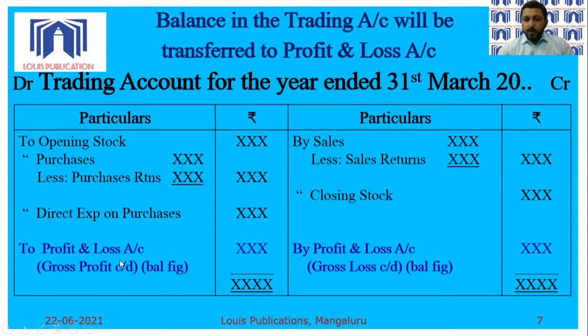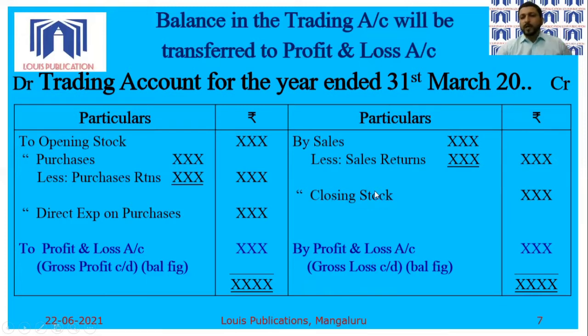Now, if this gross profit in blue is not there, the debit side total is greater. That is, cost of goods sold is greater than net sales. When cost of goods sold is greater than net sales, you will get a debit balance. So debit balance is first written on the credit side above the total line. And whatever is the balance, whether to or by, you will transfer it to profit and loss account. And since cost is greater than sales, the result is gross loss carried down, balancing figure. So this is how trading account looks like.